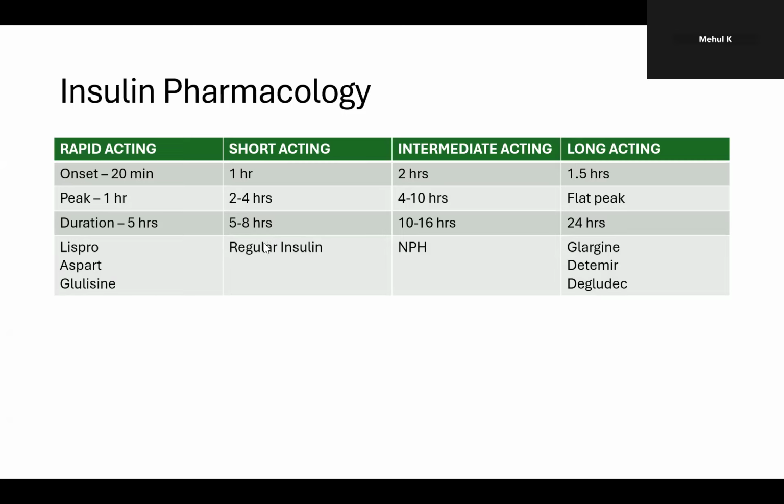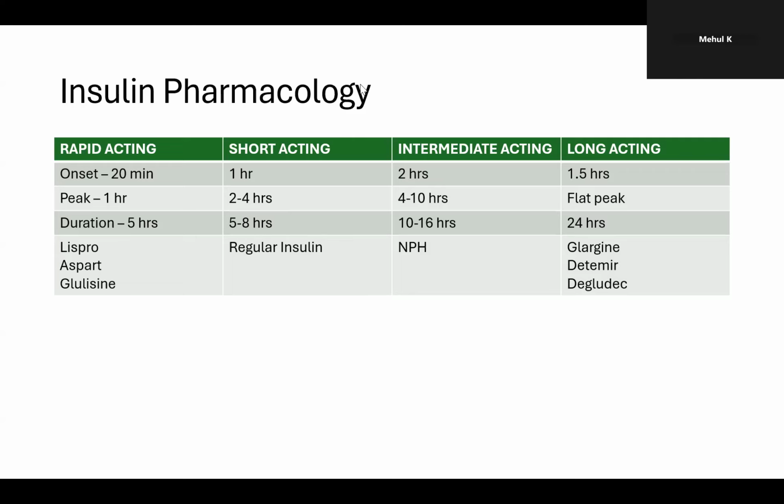Compare this to regular insulin, which has an onset of around 1 hour. The problem with this is that it takes a bit of time to act. This can lead to two problems: increased postprandial hyperglycemia and late postprandial hypoglycemia, because your insulin peak does not really match well with the increased glucose from the meal. That is one reason why rapid acting insulins are considered better than short acting insulins.